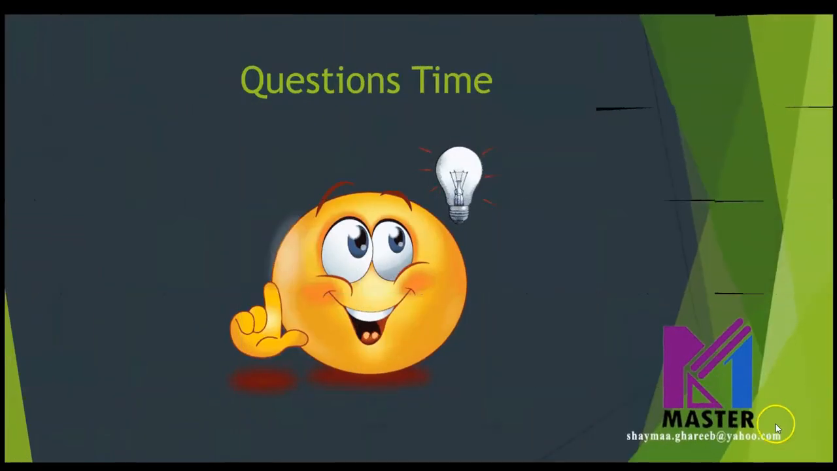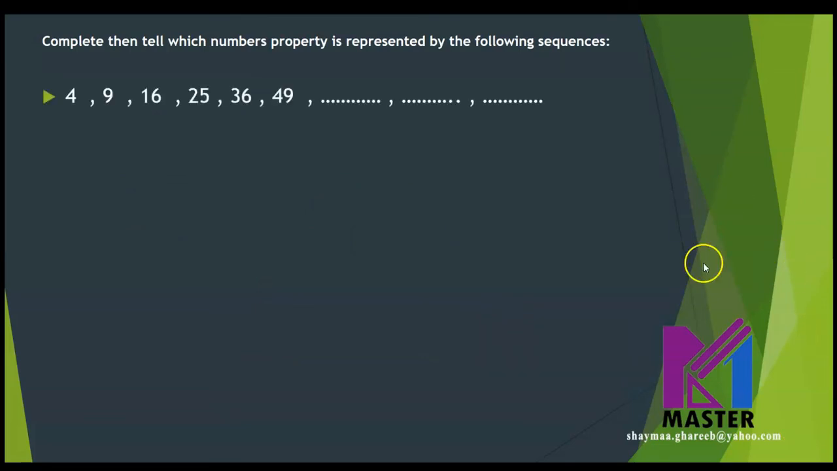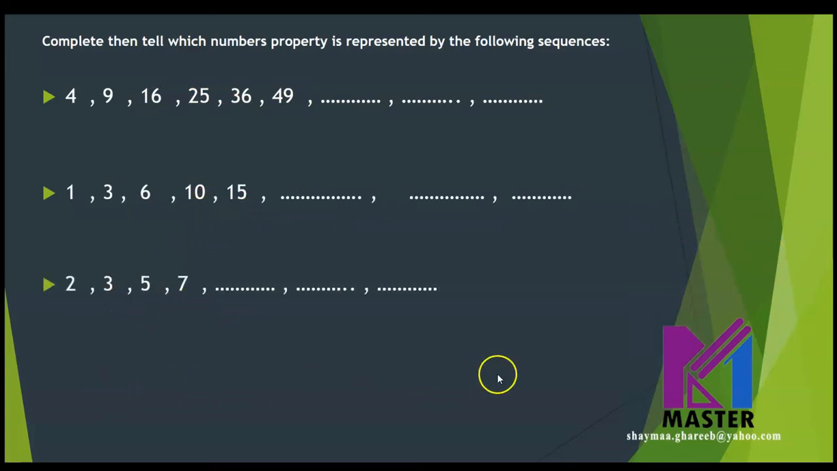And now it's our questions time. Complete, then tell which number property is represented by the following sequences: 4, 9, 16, 25, 36, 49; and 1, 3, 6, 10, 15; and 2, 3, 5, 7; and 1, 8, 27. I want you to look at these numbers. These numbers are special numbers. So please tell which number property and try to complete the sequence each time.